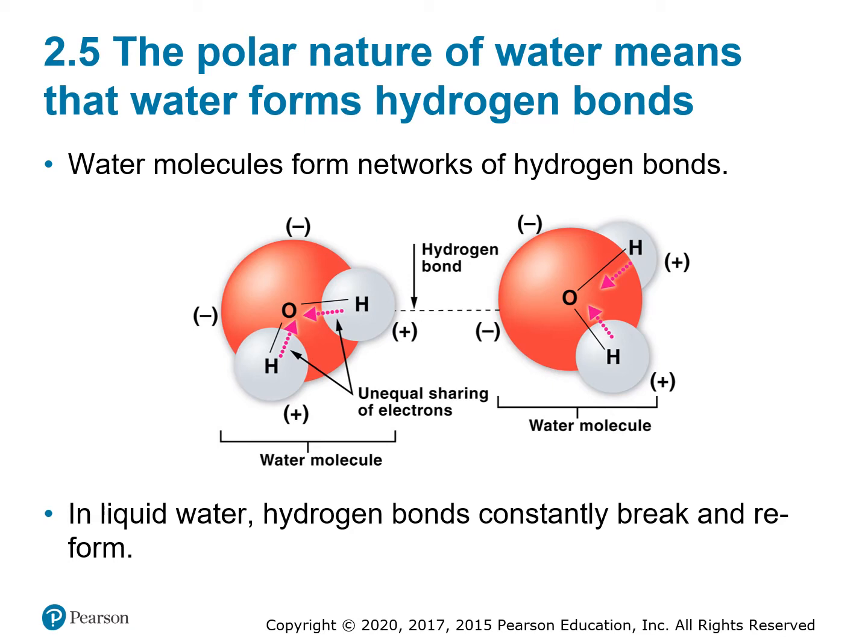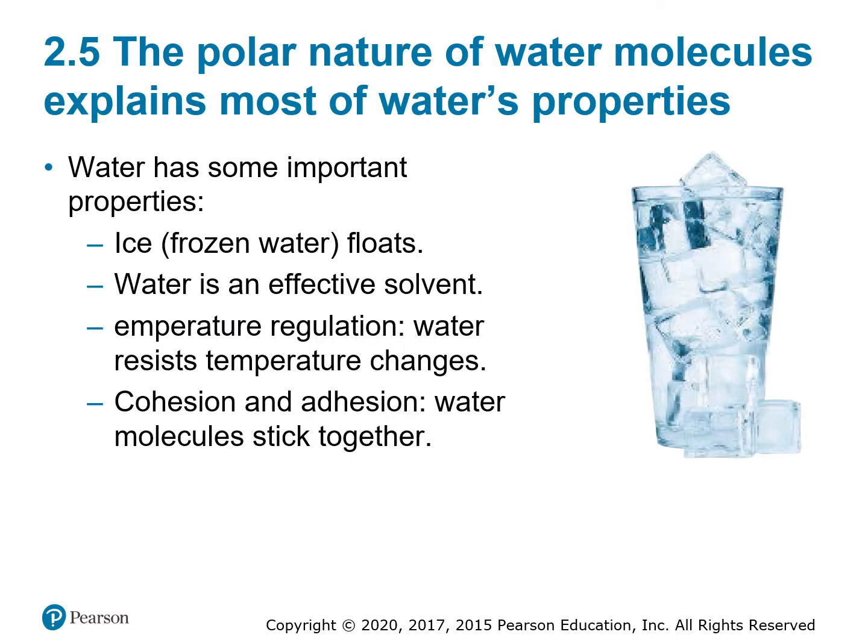So the polar nature of water means that water forms hydrogen bonds. And so water molecules form this network of hydrogen bonds. And you can see that here. So for example, here is pointing to the hydrogen bond. Here is one water molecule, one water molecule here, and once again, the slight negative charge on the oxygen and the slight positive charge on the hydrogen makes it so that there is this attraction between these two water molecules, and that attraction is known as a hydrogen bond. Now, in liquid water, hydrogen bonds constantly break and reform. The polar nature of water molecules explains most of water's properties.